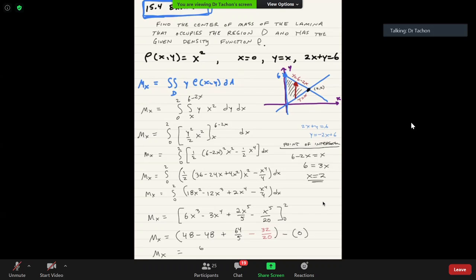So you have 64 over 5 minus, 4 goes into 32, 4 goes into 20. Professor, couldn't you have done 2x to the 4th minus x to the 4th divided by 4? Wouldn't that simplify that a little bit? It would, but hang on to it.